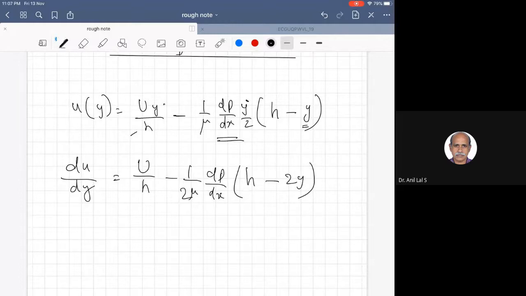Okay, what is the pressure gradient? What is the dp by dx for which this is equal to 0? This is possible.